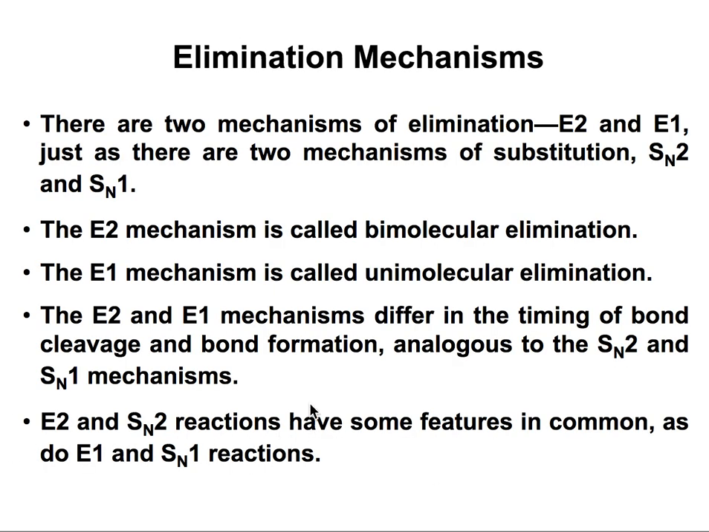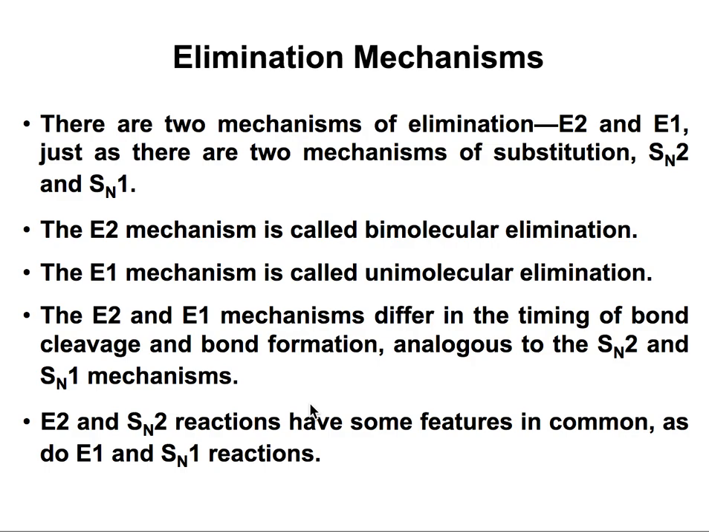So there are 2 types of elimination mechanisms, and this is going to ring a bell because that is exactly what we had for SN1 and SN2. For elimination, we have E1 and E2. The E2 mechanism is called bimolecular elimination, and that 2 comes from the same place that the 2 in SN2 comes from, because that is a bimolecular reaction that happens in one step. For the E1, the mechanism is called unimolecular elimination. And again, that 1 comes from the same place where the 1 in SN1 comes from. That reaction will happen in 2 steps.